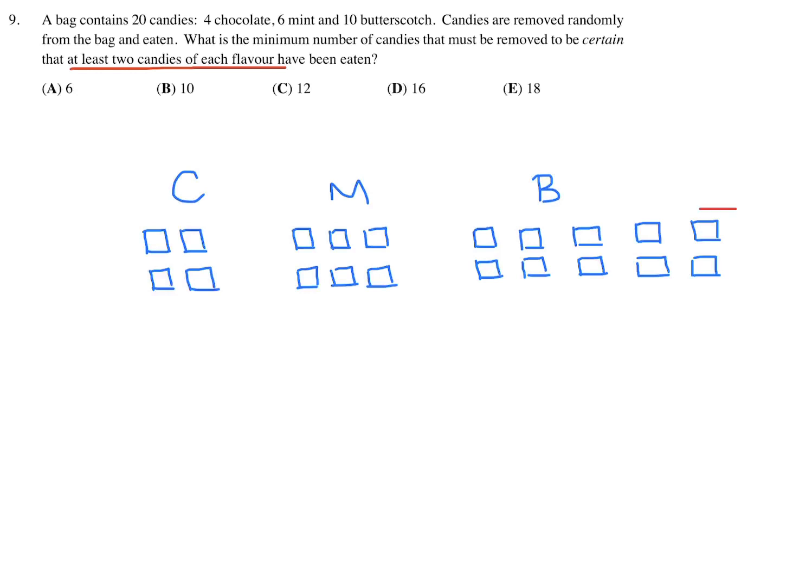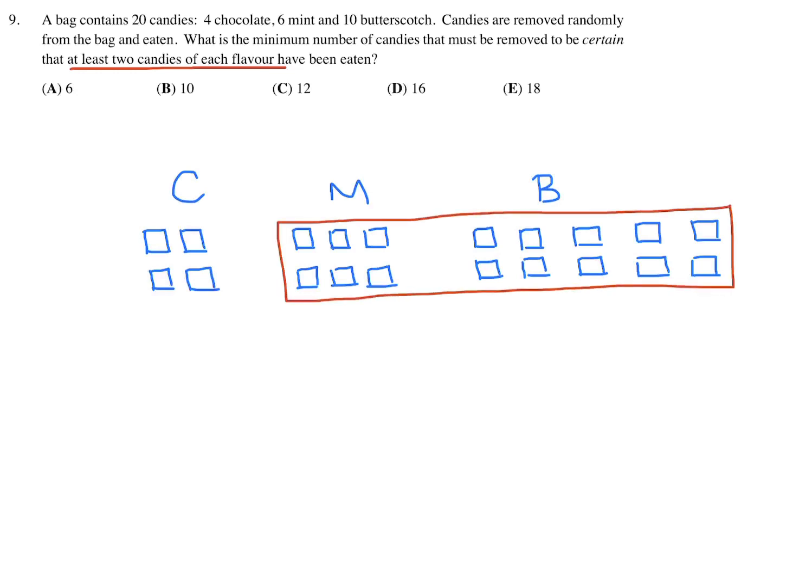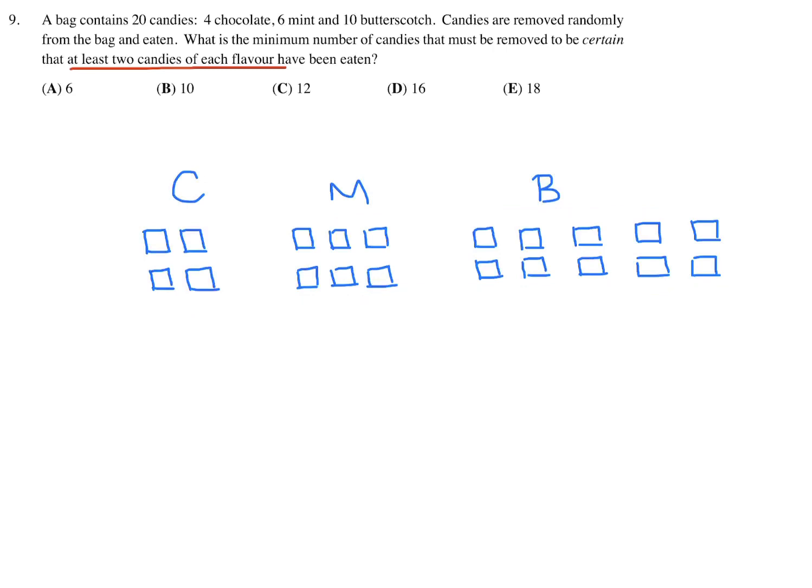Not really, because I could have just removed these 10, right? Because you don't know what's going to happen. If I'm removing 10 candies, we don't know which ones. They could be all butterscotch. So if that happens, I certainly haven't eaten any of the chocolate or mint. And they want you to have eaten at least 2 of each flavor. So 10's out. Let's say I remove 16. Okay, fine. But that could result in you removing these 16 and you still haven't eaten any of the chocolate. So even 16 is wrong.